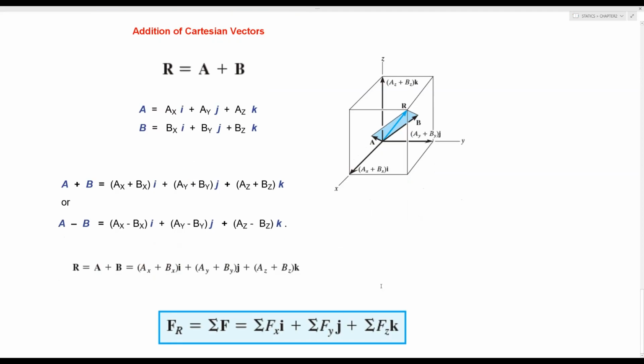Therefore we can deduce that the resultant force, the vector R in this case, is equal to the sum of the forces on the x, y, and z axes. That means the sum of the forces on the x-axis, the sum of the forces on the y-axis, and the sum of the forces on the z-axis. Since we are expressing it in Cartesian vector form, we have to add the unit vectors i, j, and k. We'll see you in the next video for more practical problems to solve.